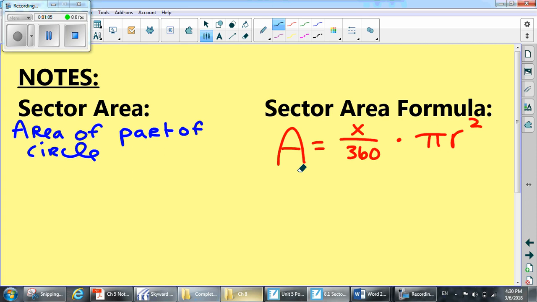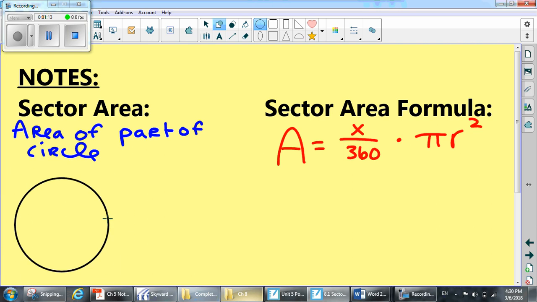So today we're talking about sector area. This is the area of part of a circle. So if I draw a circle, your sector is just the area of a piece of the pie. So if there's my center, here's the piece of the pie that I'm looking for. It would all be shaded in here.